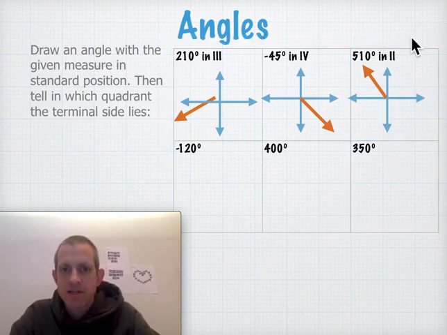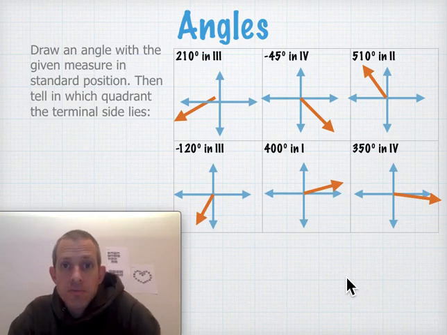Why don't you hit pause a second, see if you can draw the remaining 3, and then check back with me in a second. So after taking a moment and graphing those, found that negative 120 is down here in quadrant 3, 400 is in quadrant I, and 350 is in quadrant 4.